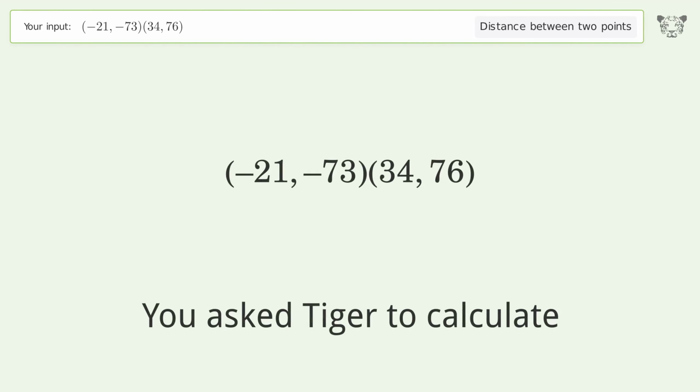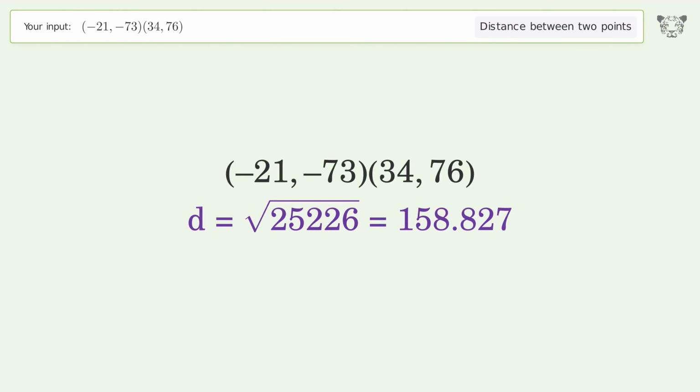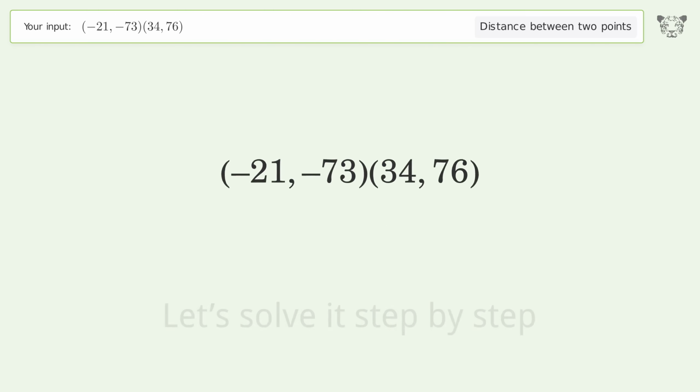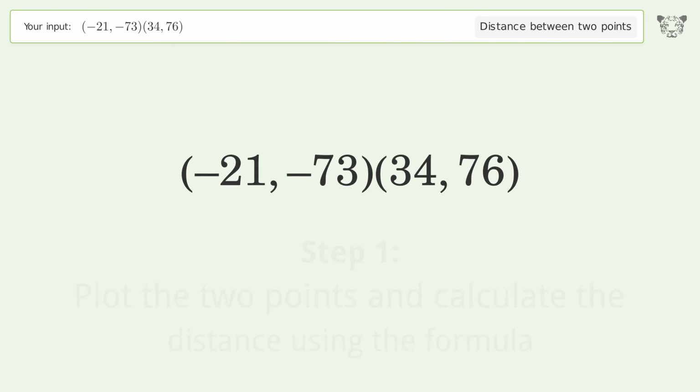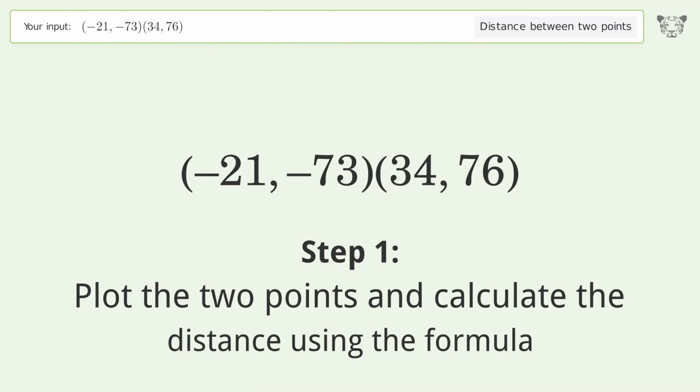You ask Tiger to calculate. This deals with the distance between 2 points. The distance between the 2 points is the square root of 25,226, or 158.827. Let's solve it step by step. Plot the 2 points and calculate the distance using the formula.